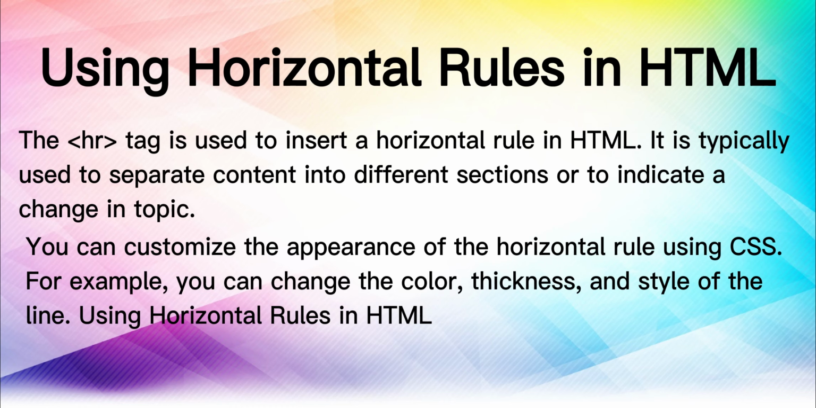Using horizontal rules in HTML. The HR tag is used to insert a horizontal rule in HTML. It is typically used to separate content into different sections or to indicate a change in topic. You can customize the appearance of the horizontal rule using CSS. For example, you can change the color, thickness, and style of the line.